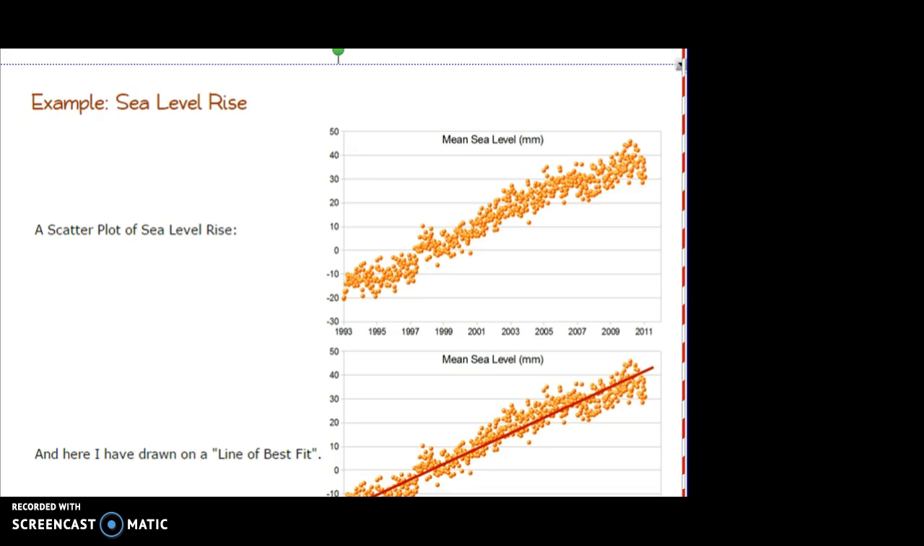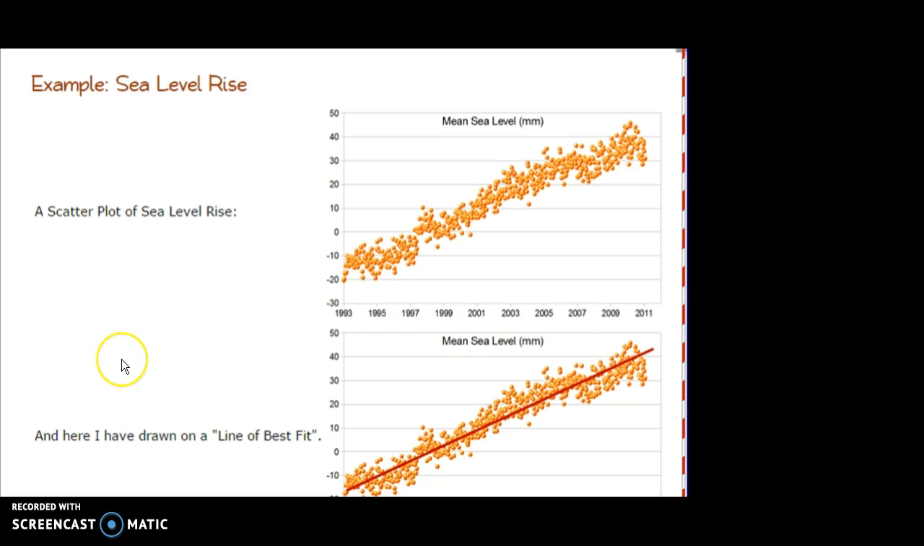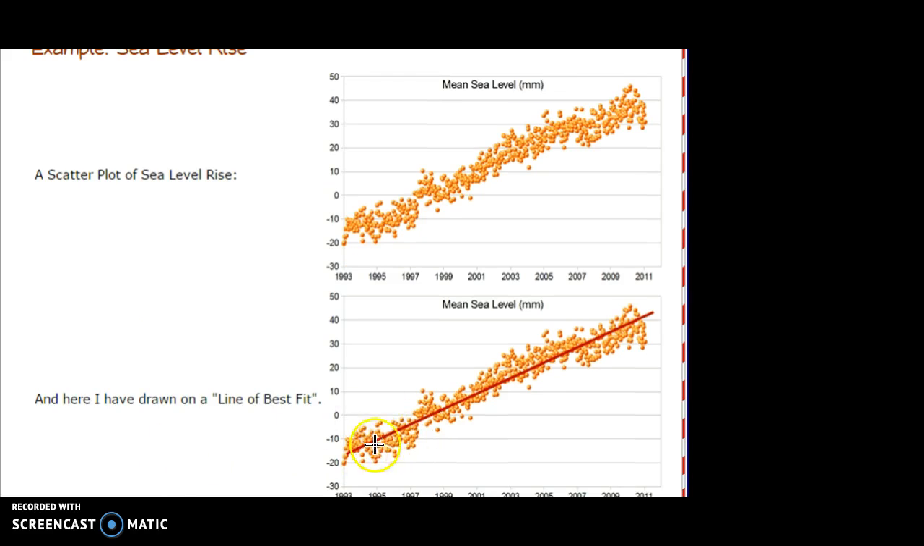Let's look at the next example, sea level rise. You notice along the x-axis it has years, 1993, 1995, 1997, and the y-axis is the sea level. So as the years have been increasing in time, the sea level has been rising. And in the bottom graph, the line of best fit is showing that trend of rising. So as the years increase, the sea level has been increasing.